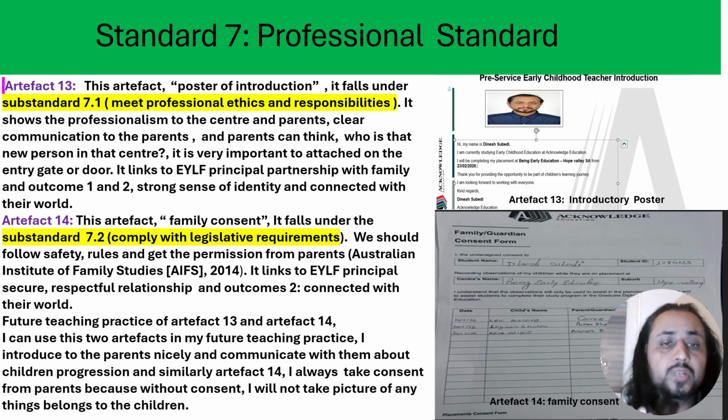It's very important to attach it to the gate or the door. It links with the EYLF principle of partnership with families, and Outcomes 1 and 2, strong sense of identity and connected with their world.